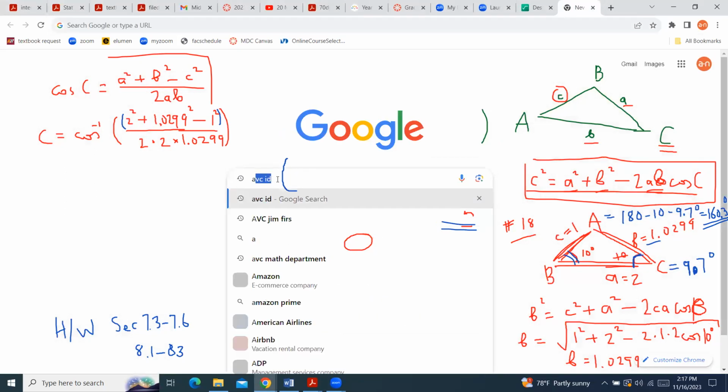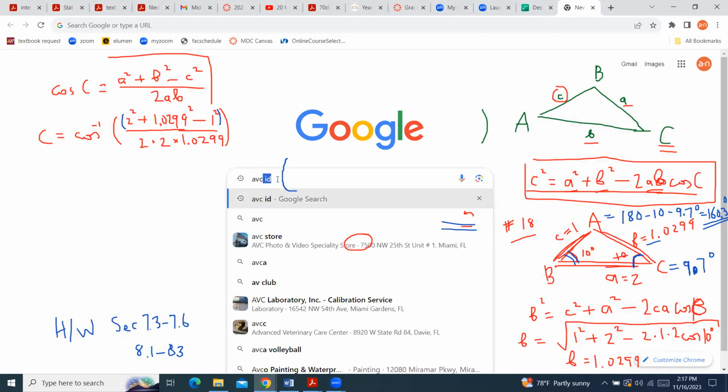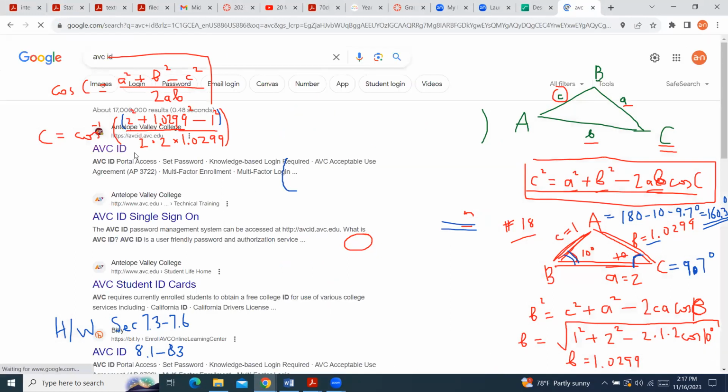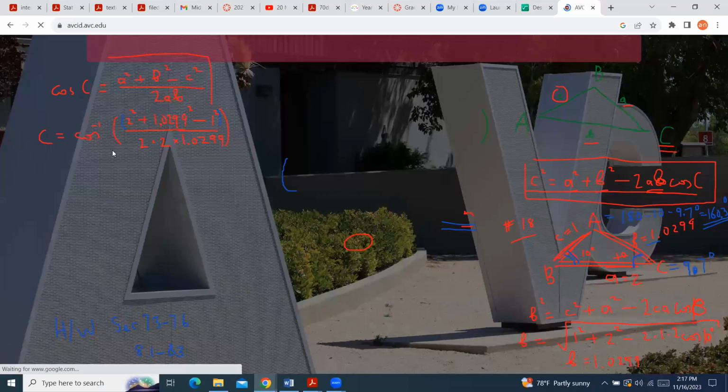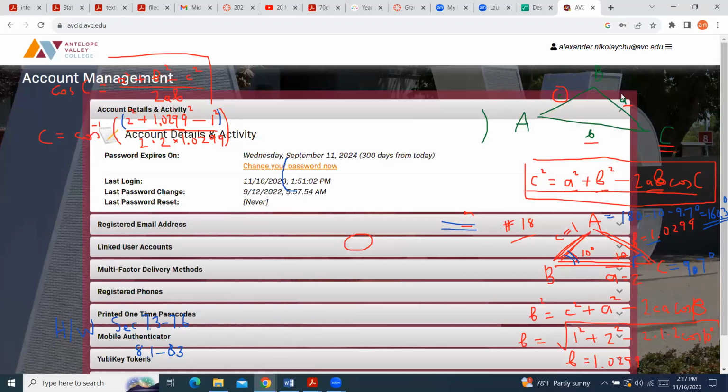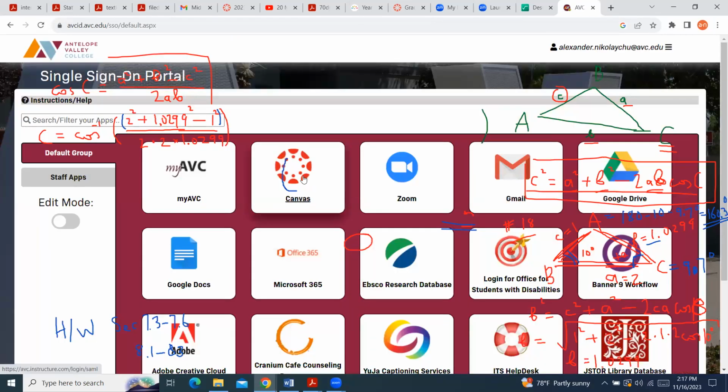So if I go AVC ID, so log into our favorite website, then what I need is to get to, wait a second, something is missing. There's like 3 bars. Oh, here it is. You go to portal, right? And here are the choices for Canvas. Let me clear this mess. We don't need it anymore. So let me share this again.